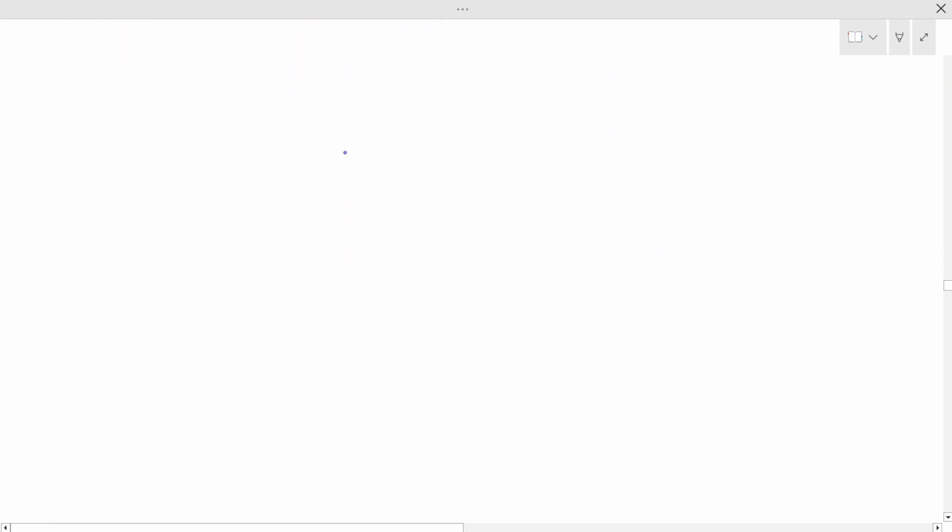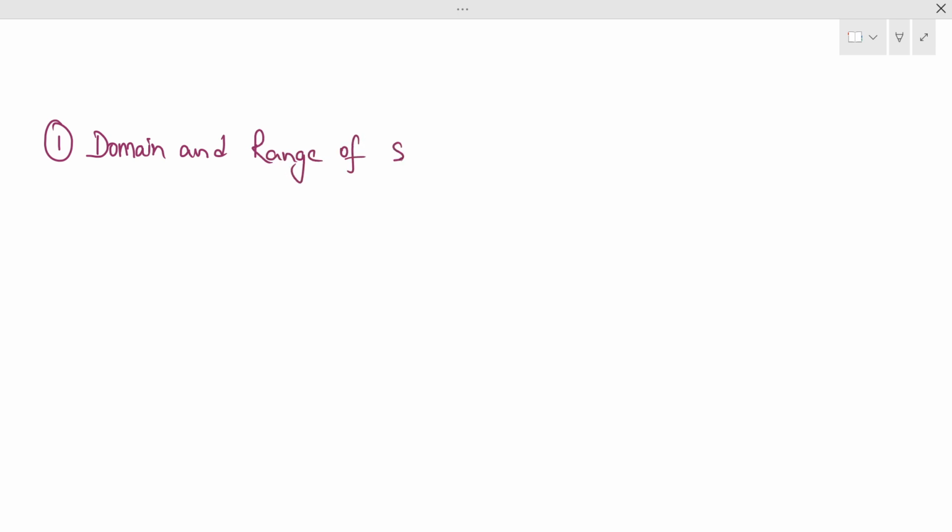So now in today's class we will learn about the domain and range of standard functions, right? Like sin x, cos x, log x, and we will also discuss the types of functions, right? Types of functions and their examples.